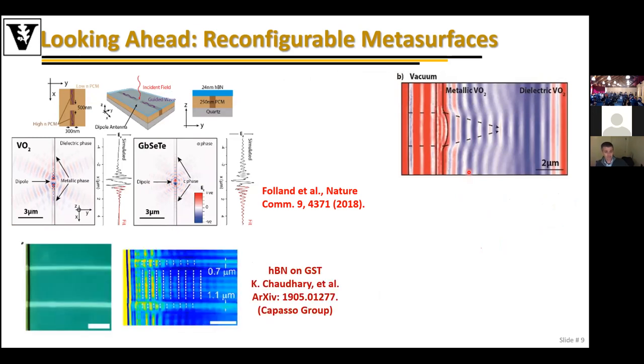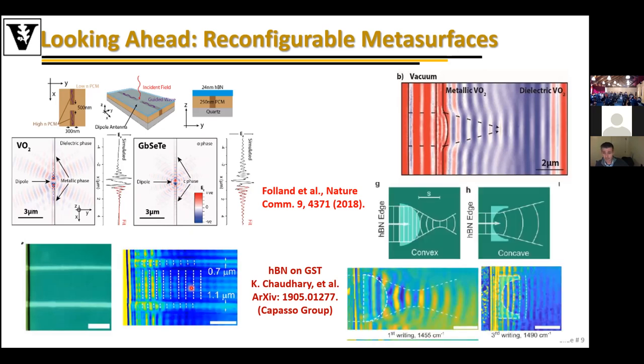This is now published, of course. This is a paper from the Capasso group where they were able to demonstrate experimentally this waveguide concept after this, as well as demonstrate the lensing behavior within a system using GST and boron nitride.